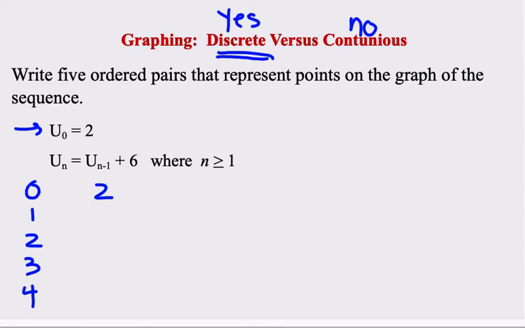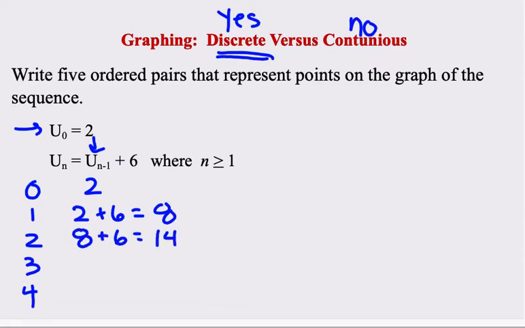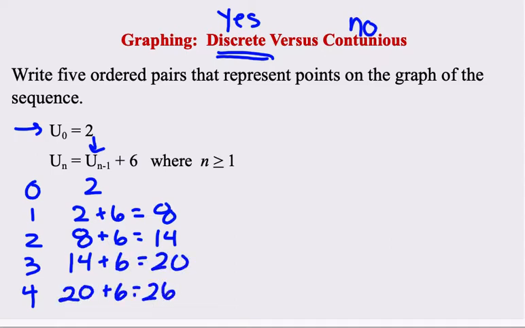Let me back up. That first term is 2. So now I plug the 2 in. 2 plus 6 equals 8. Now I plug the 8 in. 8 plus 6 is going to be 14. Plug the 14 in. 14 plus 6 is 20. Plug the 20 in. 20 plus 6 is 26.